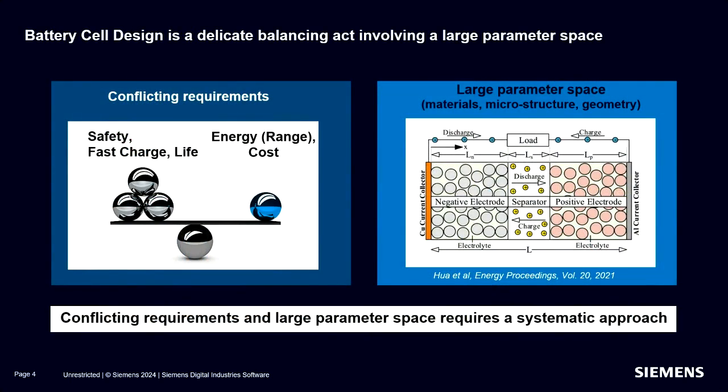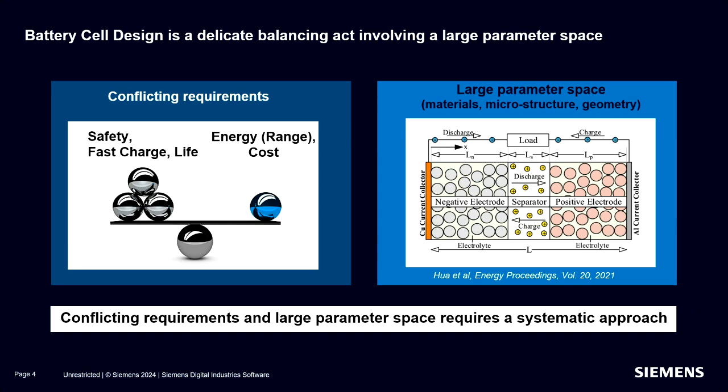Cell design optimization, while critical, is challenging, and cell design is indeed a delicate balancing act that involves a large parameter space. As seen on the left-hand side of the slide, battery requirements often work in opposition to each other. Selecting battery materials with high energy density, such as high nickel NMC cathodes, often comes at the expense of reduced battery safety. And designing a battery cell for fast charge capability, for example, by reducing the electrode layer thickness, often comes at the expense of reduced energy density. Therefore, it is critical to make design decisions that balance these key requirements.